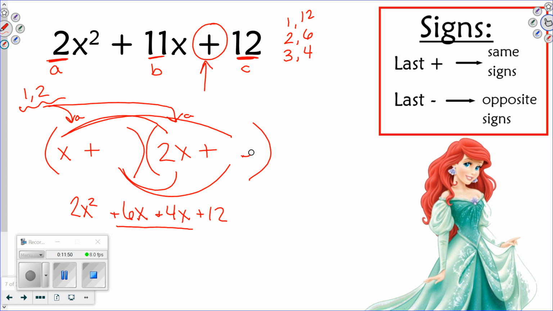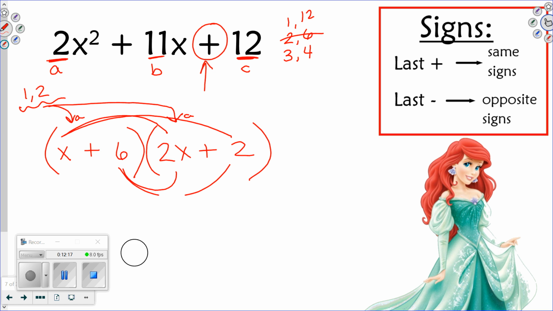But does it make a difference if I did 2 and 6 or 6 and 2? If you change it, x times 2x is still 2x squared. X times 2 is 2x. 6 times 2x is now 12x. 6 and 2 is still 12. Did that make it better? No. So what's that mean about the 2 and the 6? It's not that. Moving on. So that was not a good option.